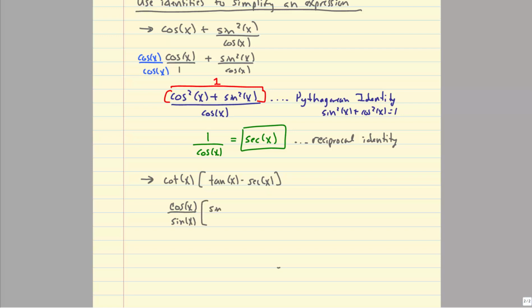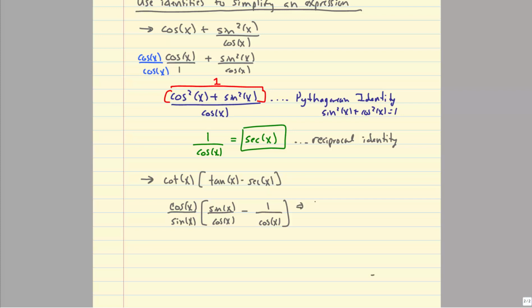Tangent is sine of x over cosine of x. And then secant is 1 over cosine of x. So I have everything converted across. I haven't really done anything yet. I haven't canceled anything. But for now, I have everything converted across.